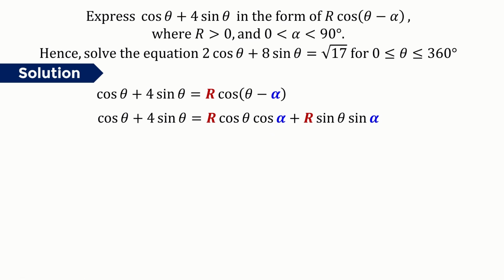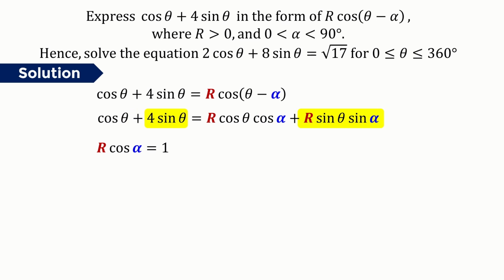the right hand side. At the left hand side we have cos theta, and at the right hand side we also have the term which contains cos theta. So this term is equivalent to cos theta, and we can equate those two terms. So cos theta equals r cos theta cos alpha, and then we can divide both sides by cos theta. What is left is r cos alpha equals 1. Okay, so this is the first equation.